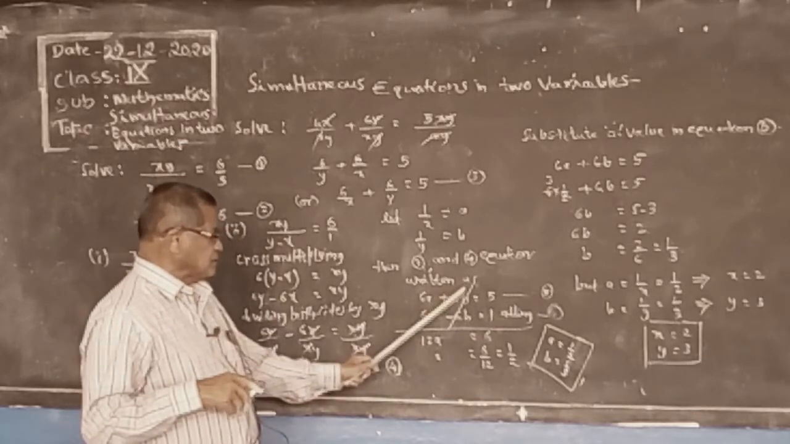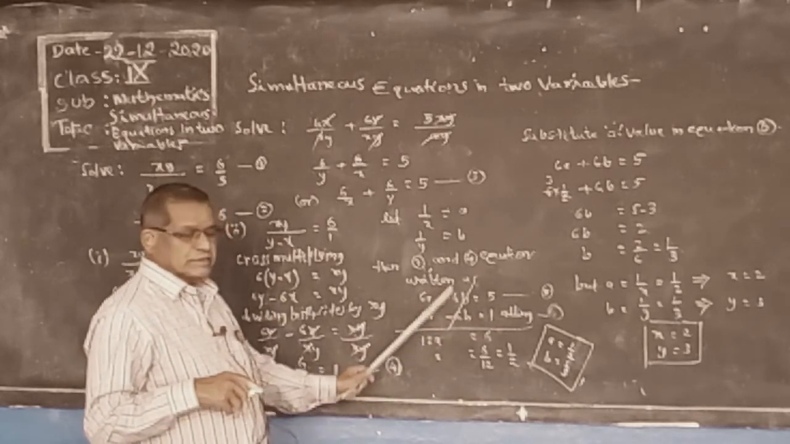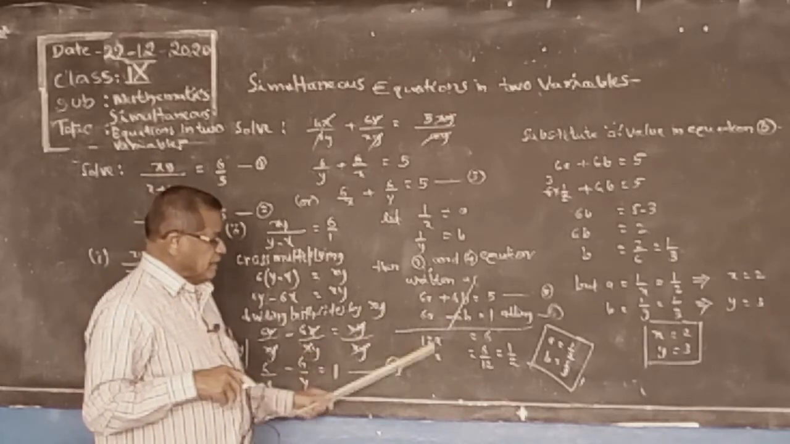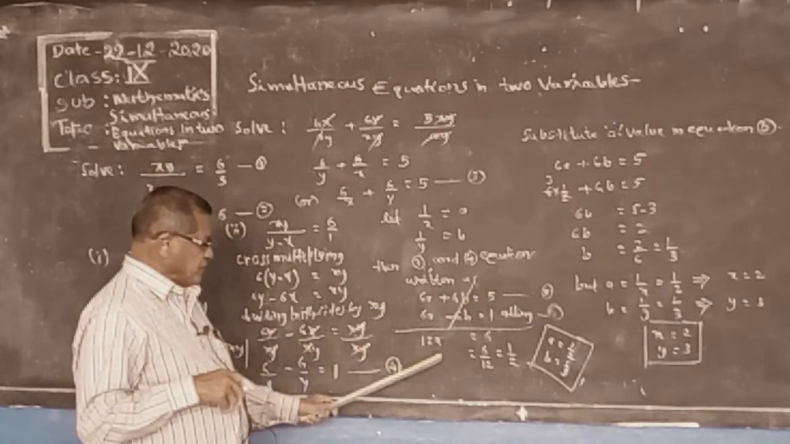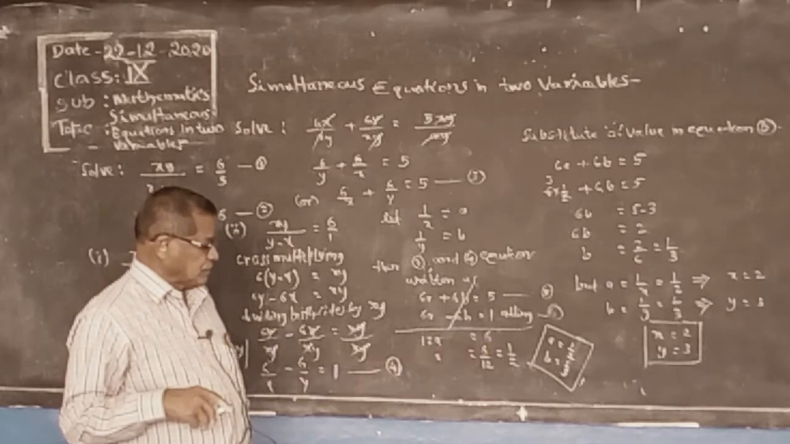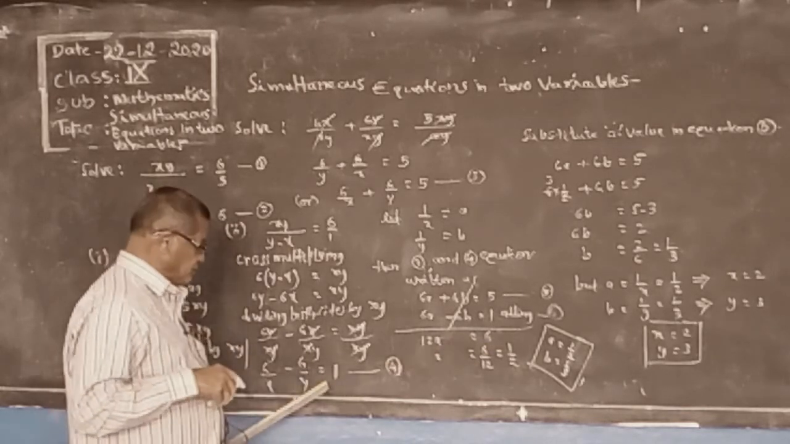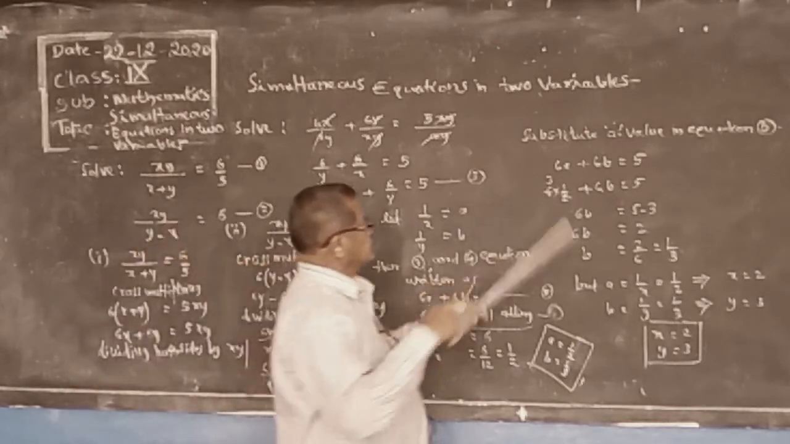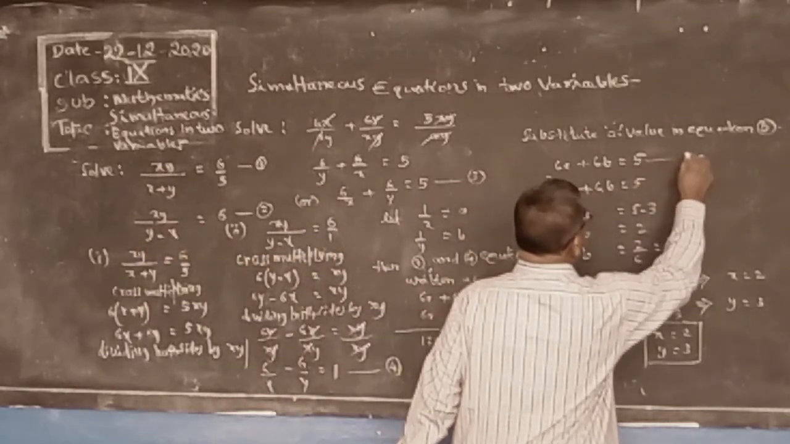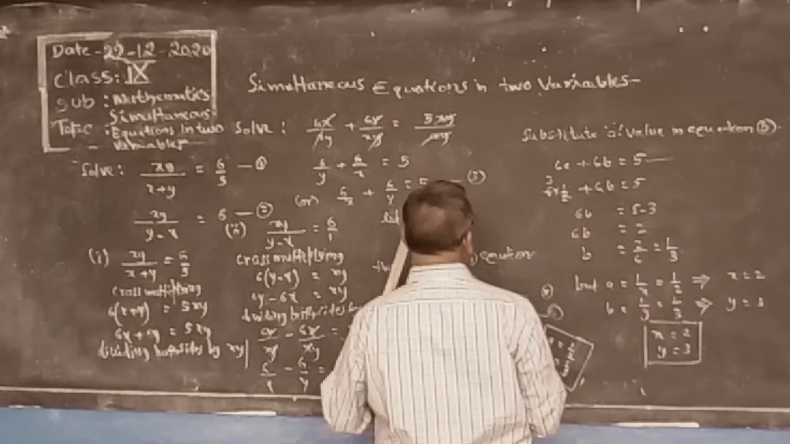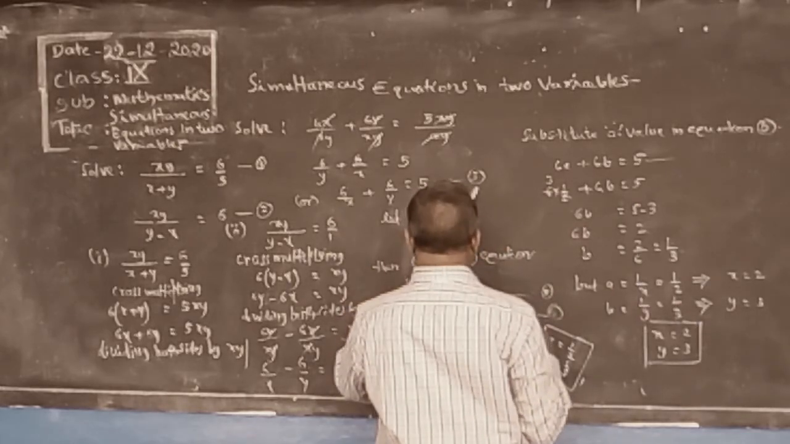So adding, plus 6b minus 6b cancel. So 12a is equal to 6, a equal to 6 by 12. And substitute this a value in equation 3. This is equation 3.